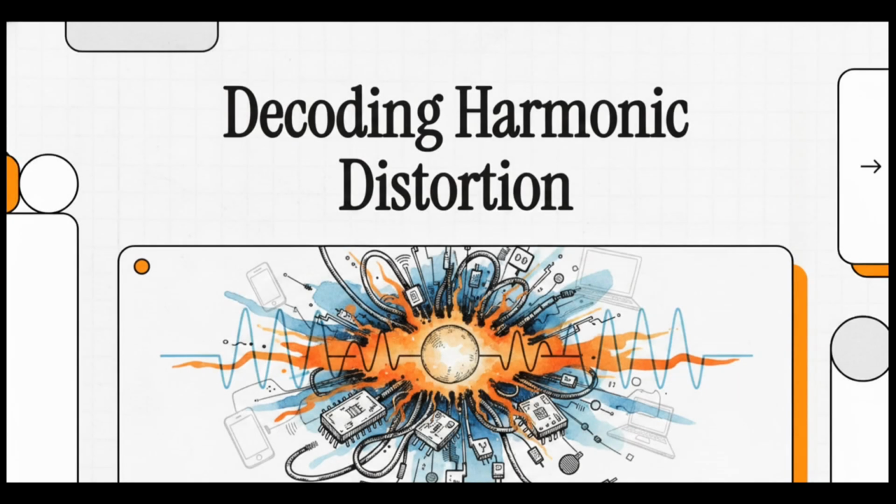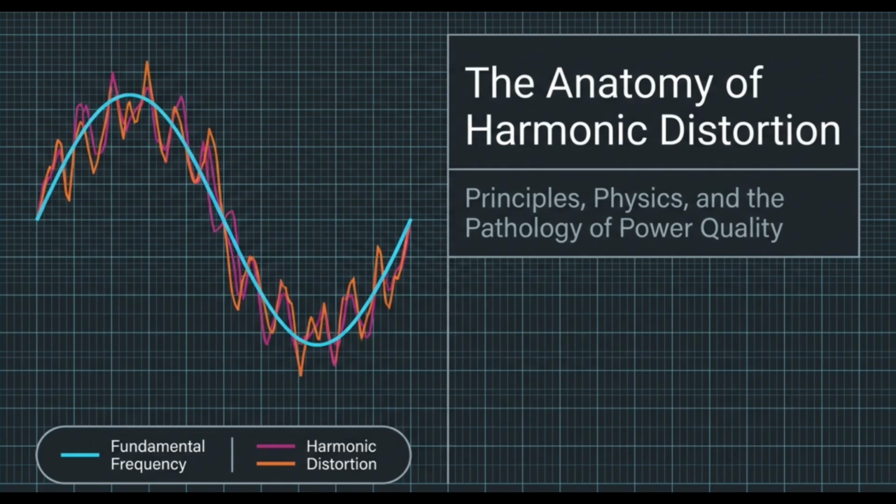Today, we're decoding an insidious form of electrical pollution that's hiding literally right inside our modern technology. We design everything around this perfect, smooth, sinusoidal power, but ironically, our own devices are degrading the grid with high-frequency anomalies. So let's dive right in and break down the science of harmonic distortion.